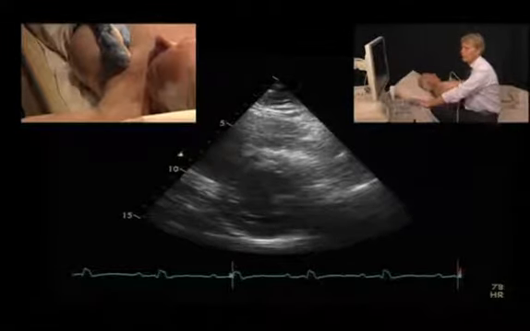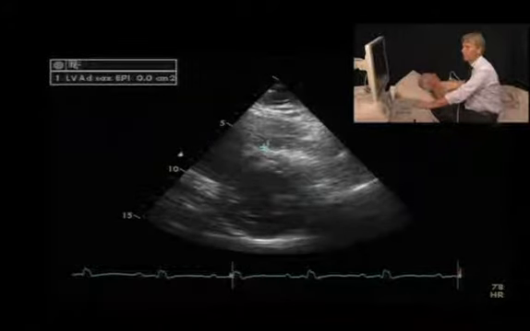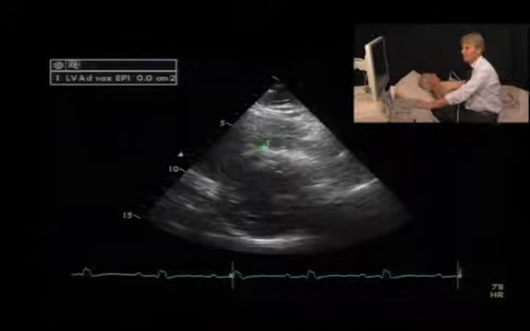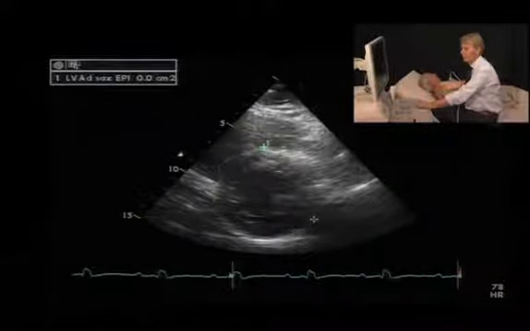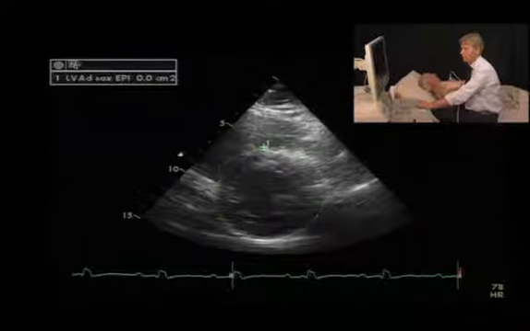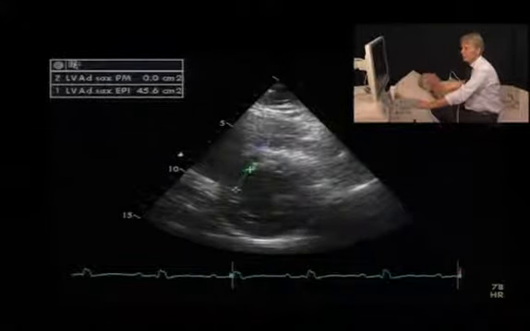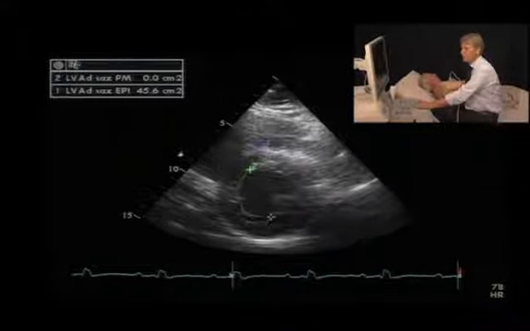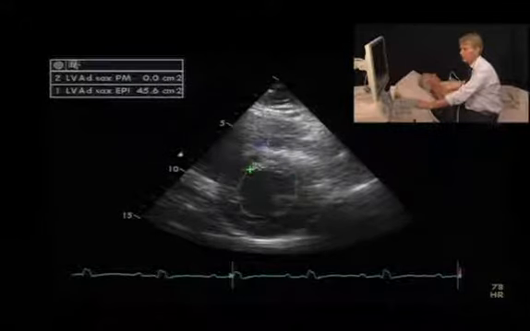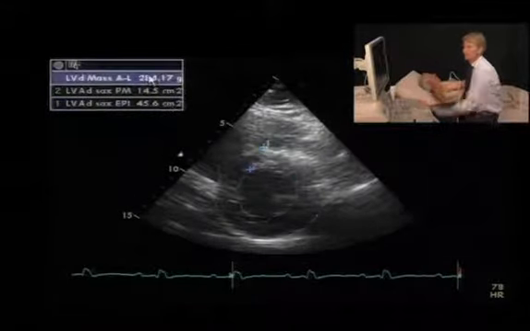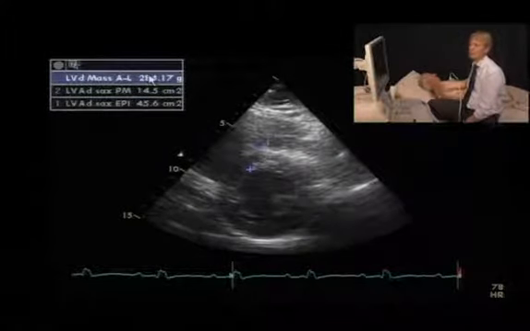You would freeze the image at end diastole again, and then you would contour the left ventricle first on the outside, on the epicardial surface, not into the pericardium, and then on the inside, where you would just transverse the papillary muscle. So I'm just cutting through the papillary muscle here. And you would get a measurement of 285 grams, which denotes left ventricular hypertrophy.